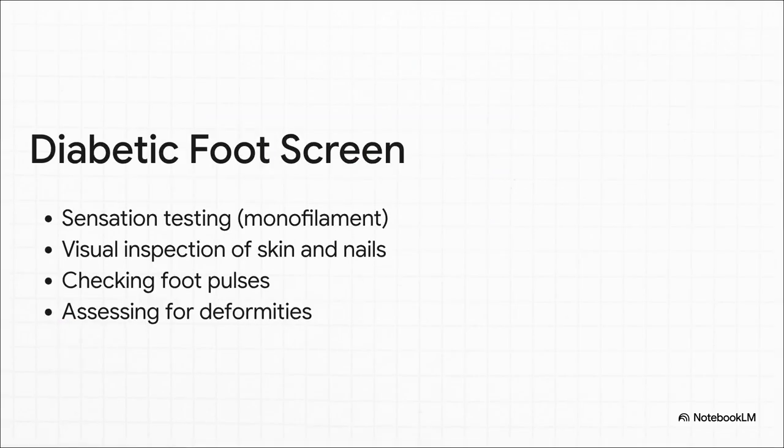So what are you actually doing in this 60-second screen? It's basically 4 quick checks. You'll test their sensation with a monofilament to check for any nerve damage. You'll do a good visual inspection of the skin and nails for any cuts or issues. You'll check their foot pulses to make sure blood flow is good. And finally, you'll look for any deformities, like bunions, that could cause pressure spots.